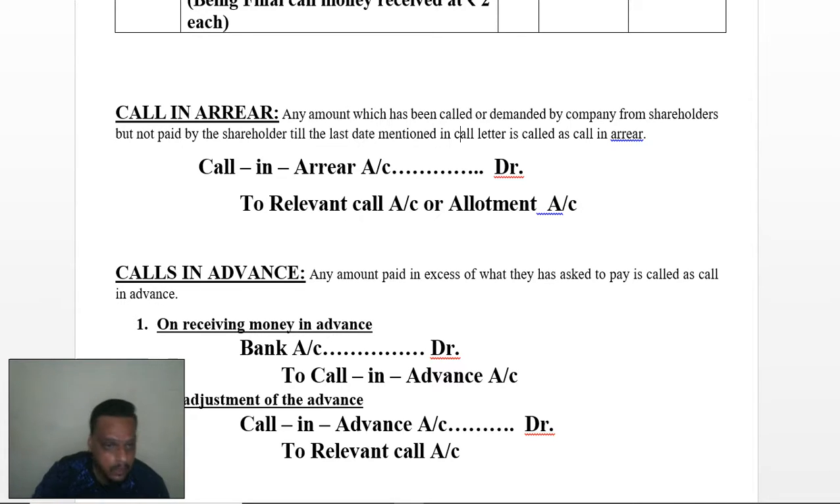So we have seen today call in arrears, call in advance, and then we have done two sums. One was general, where we have to do 6 entries, and then we have seen the premium entries. In next video we will go with the call in arrears and call in advance concept with the subject, and then we will see forfeiture, and after that we will carry forward other concepts. That's it for today. Thank you.